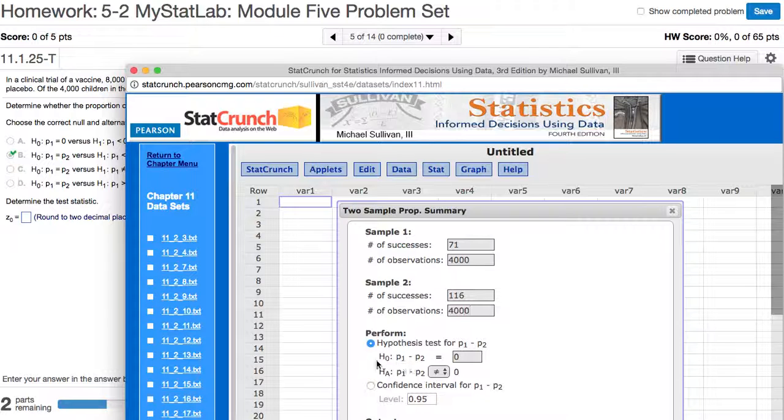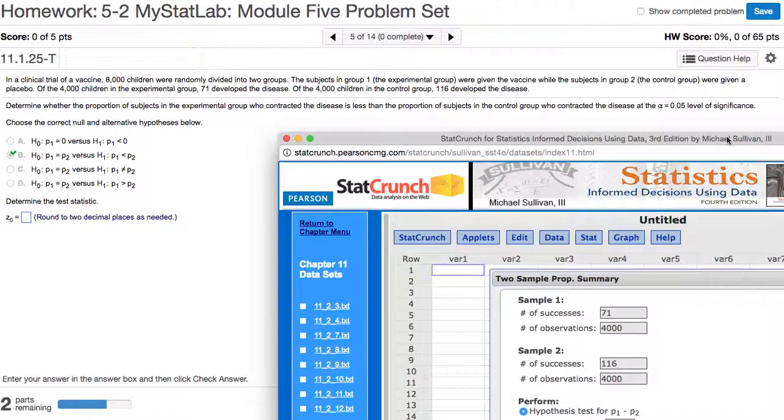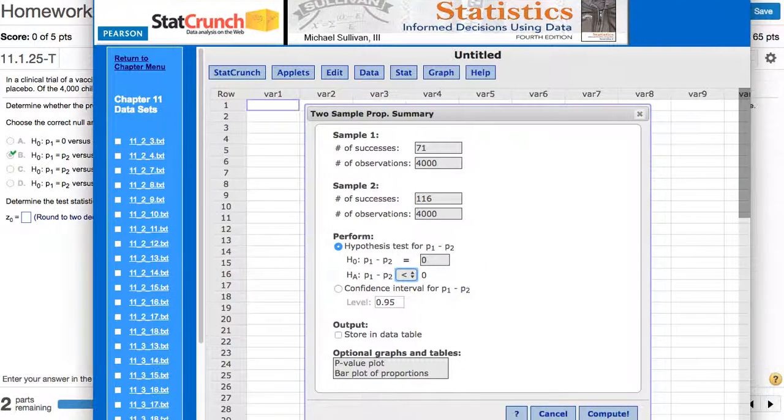And then this null hypothesis looks good. P1 minus P2 equals 0. And then let's take a look. But the alternative hypothesis is that P1 minus P2 is less than 0. And this is at the 0.05 level of significance.